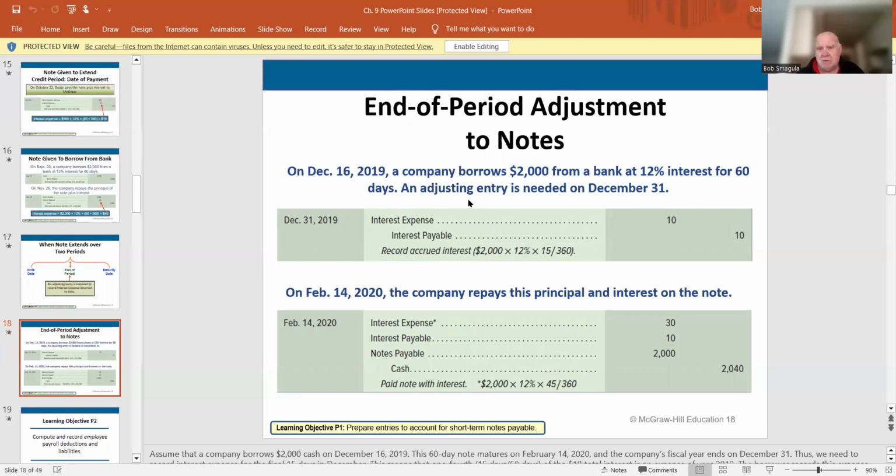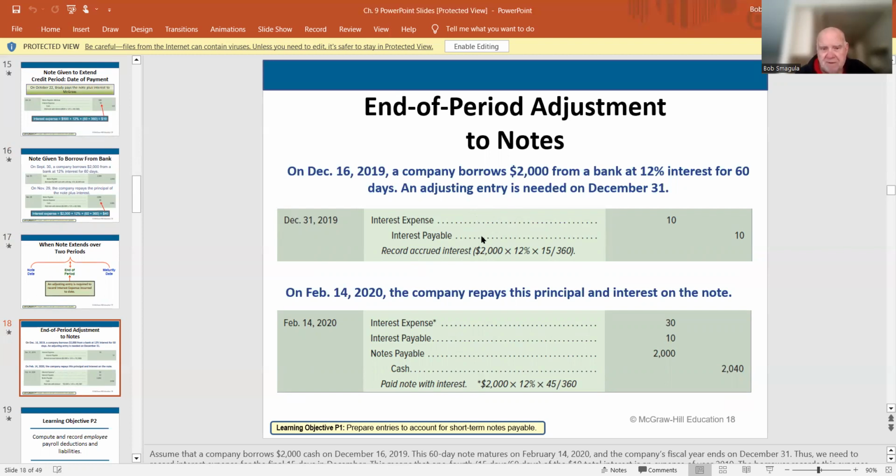Why do we need a journal entry? Because it's overlapping the fiscal period. We borrowed the money in December. It's not due until February, but at the end of December, we've already accrued 1 month's expense. The interest piles up at $20 per month, whatever it is. So let's take a look. We debit interest expense, credit interest payable.